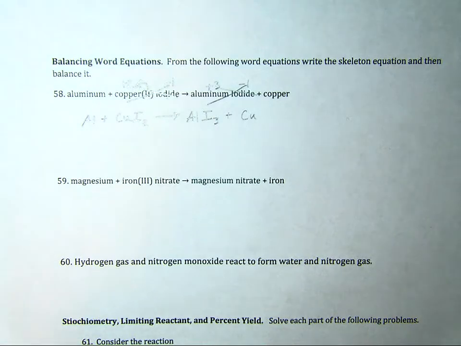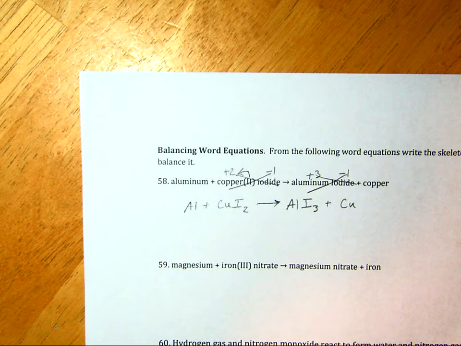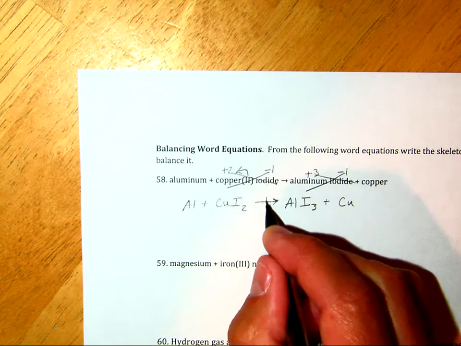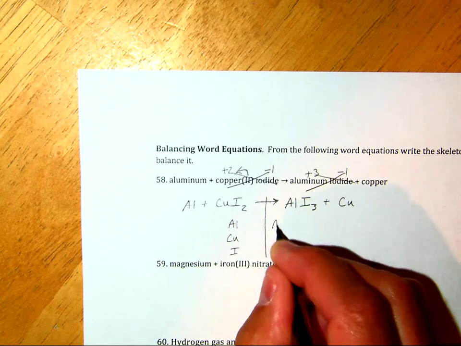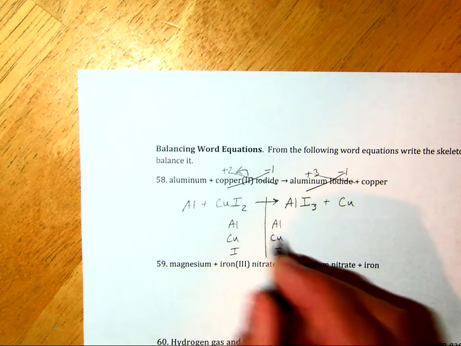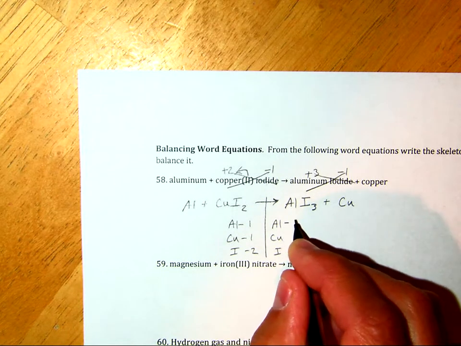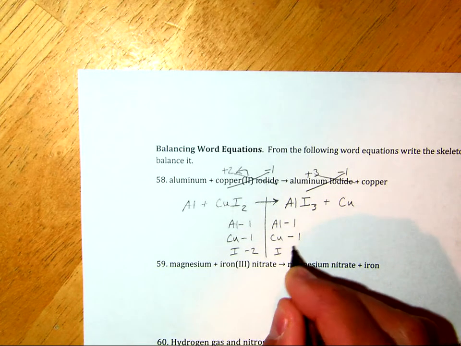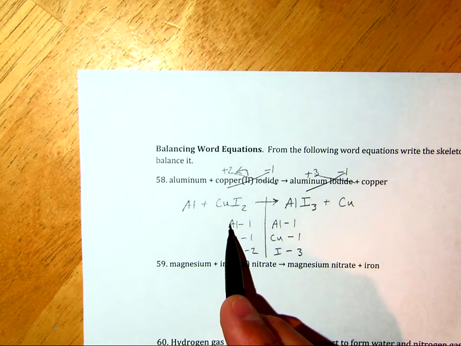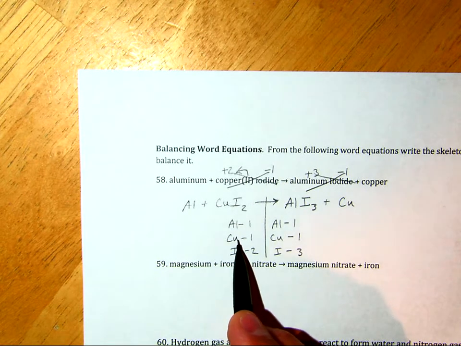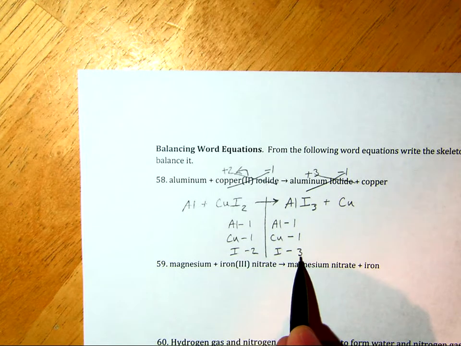Okay? But now we have to balance it. So let's balance this problem. So what I do is find the arrow and draw the line down. We've got aluminums, copper, and iodines. Okay, on the left side we have 1 aluminum, 1 copper, 2 iodines. On the right side we've got 1 aluminum, 1 copper, and 3 iodines. And so when you look, our aluminums are already balanced, our coppers are already balanced, but our iodines are not. The left side has 2, the right side has 3.